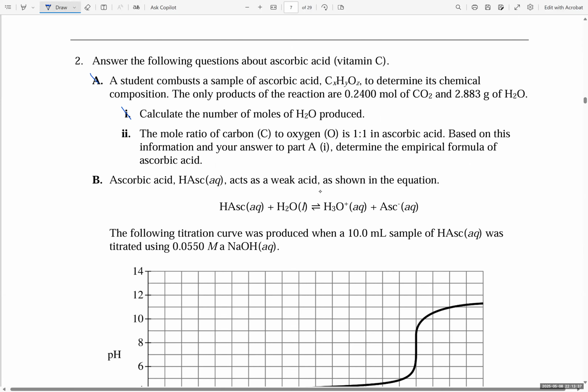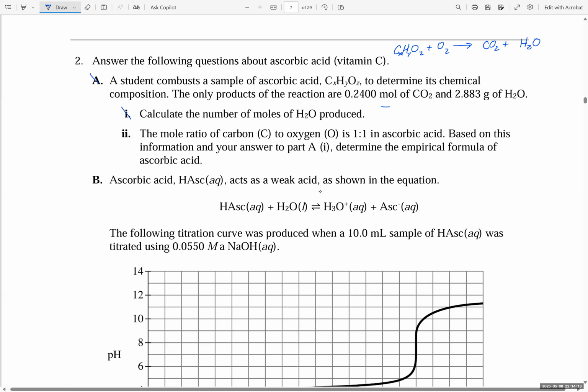All right, so let's think about this. Carbon to oxygen is 1:1. We have to go back and look at the combustion of ascorbic acid. What do we know? It's this plus O2. I don't know if I wrote it down when I was solving this. I didn't. So it's CHO with subscripts x, y, z, plus O2 giving us CO2 plus H2O.